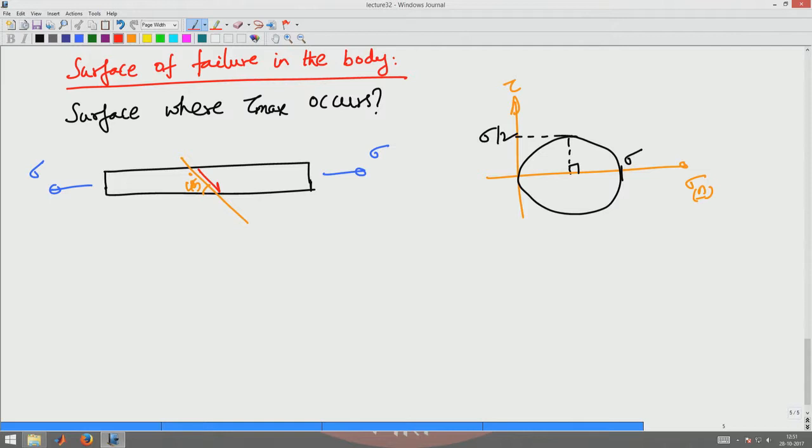So, the failure surface would look like some region is going to slide like that. Now, once it begins to slide, it shows large deformations. So, what is called necking occurs, and hence the final failure surface of a body in tension, for example, for a material like steel, would look like this.